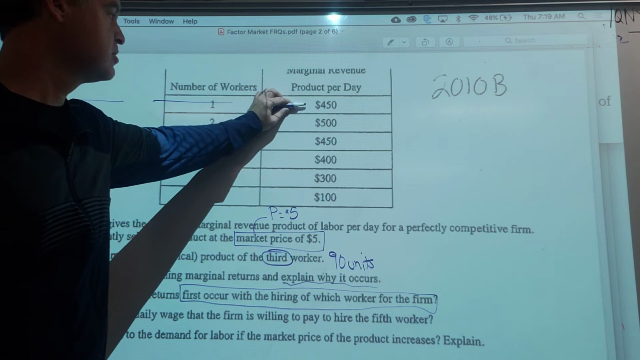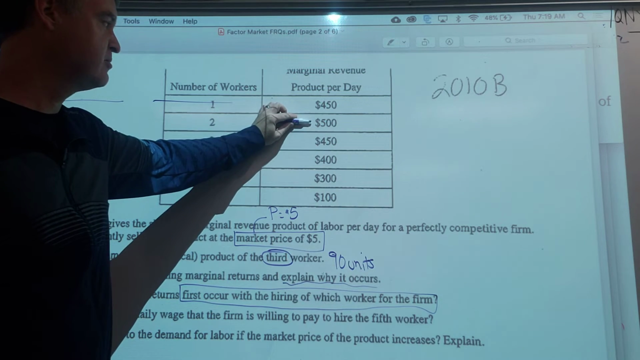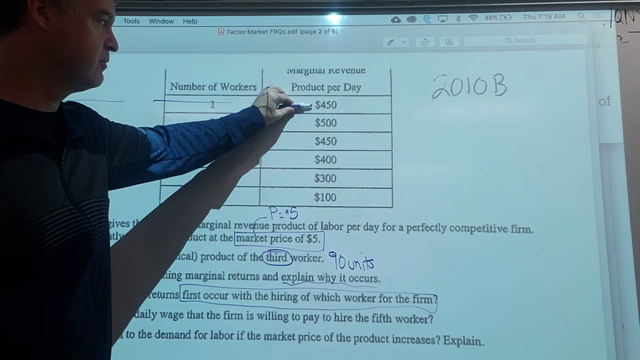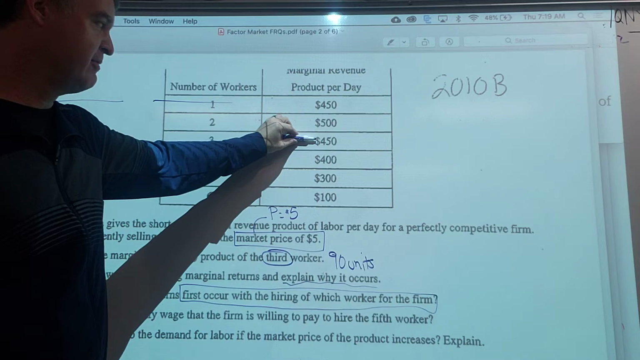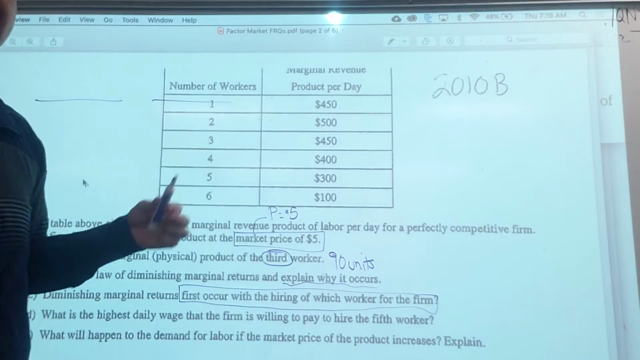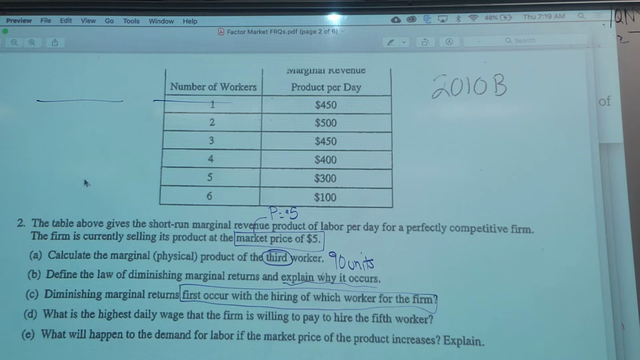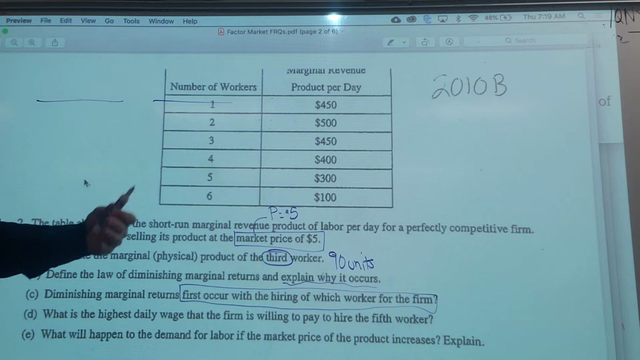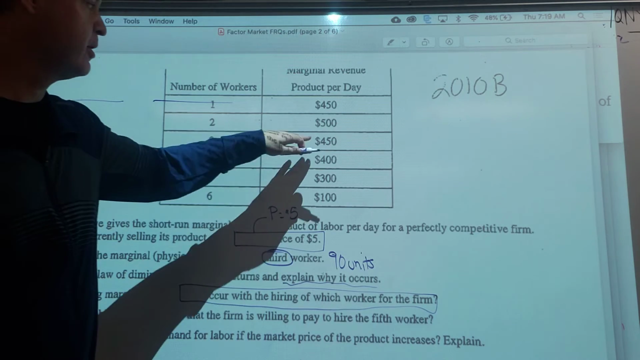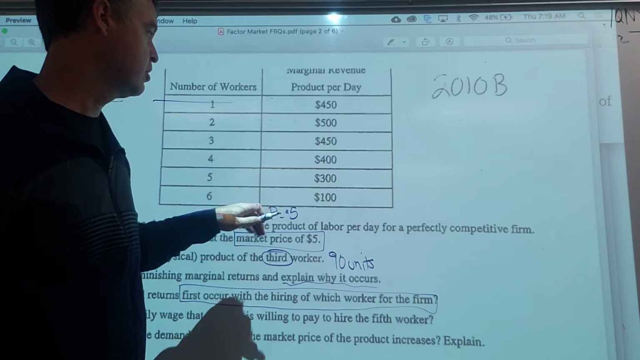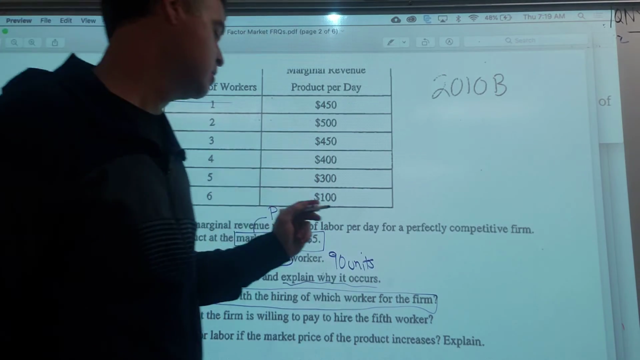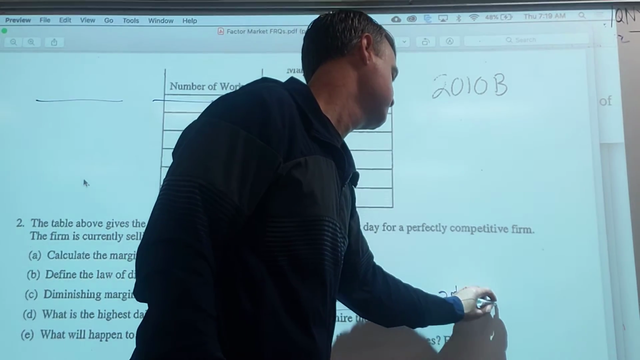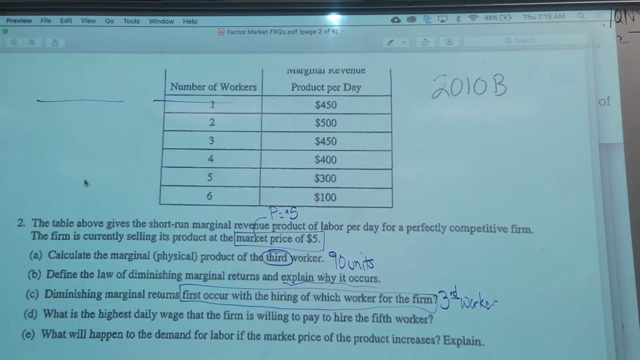So if the first worker brings in 450 and the second brings in 500, that is increasing marginal returns, or specialization, 450 to 500. As it goes from 500 to 450, that third worker brings in fewer dollars than the second worker. So we see diminishing marginal returns. They bring in $500 with the second worker, 450 with the third worker, so it begins with the third worker. That's C.